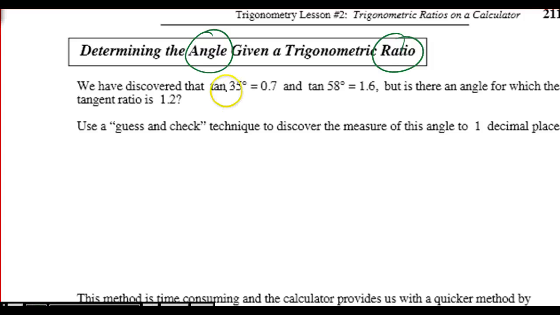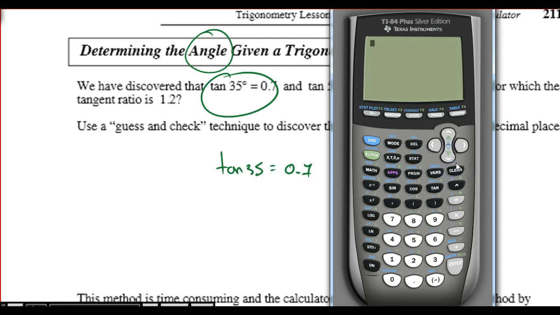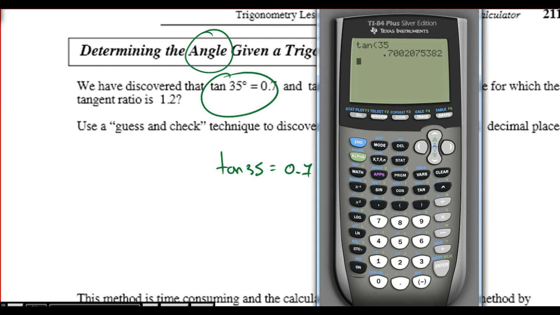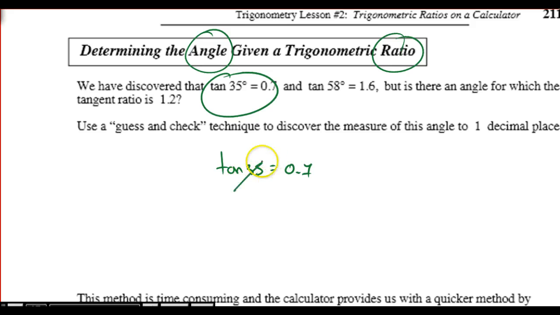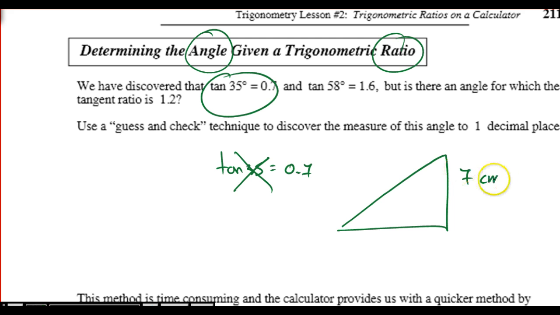But basically, if we looked at this question here, we know that tan 35 equals 0.7. Let's go ahead and double check that. Tan of 35 degrees is 0.7, or more or less 0.7. Well, what if we don't know the angle, and for example, we're given a triangle like this, and it tells us that this is 7 centimeters, and this is 10 centimeters, and the question says, what is the angle? This could be x, so what is the angle there?